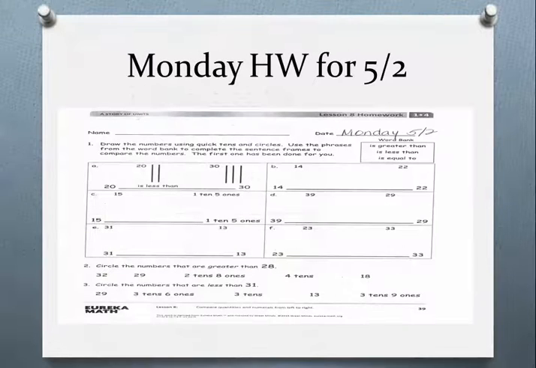So for Monday's homework, you are basically going to use these quick tens to answer the questions below. You are going to find out if the first number is less than, greater than, or equal to the second number. So 20 is less than 30. You pick one of the phrases from this word bank and write that word here to make this number sentence true.